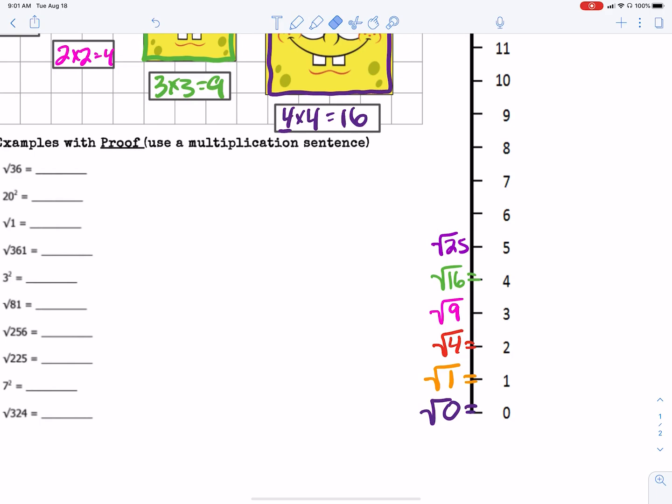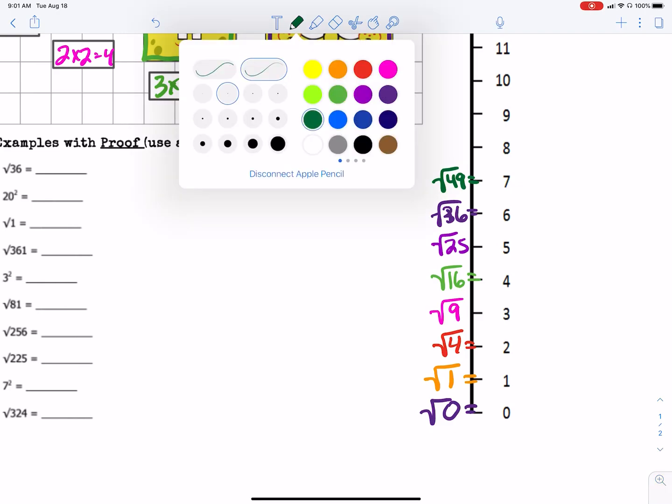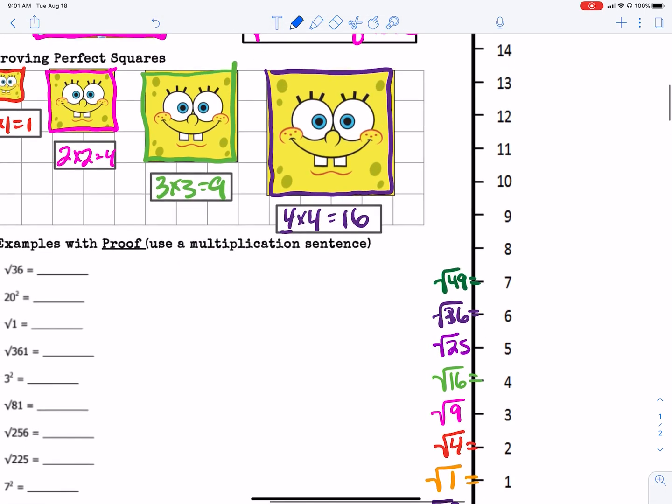6 times 6 is 36. So the square root of 36 equals 6. Okay, now we have 7 times 7, and that's 49, so the square root of 49 is 7. 8 times 8 is 64, so the square root of 64 equals 8. 9 times 9 is 81, so the square root of 81 equals 9. Okay. 10 times 10 is 100, so the square root of 100 equals 10.